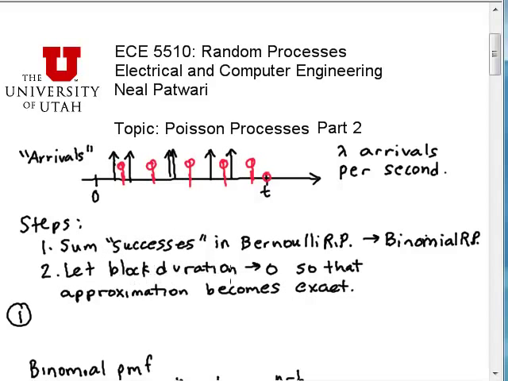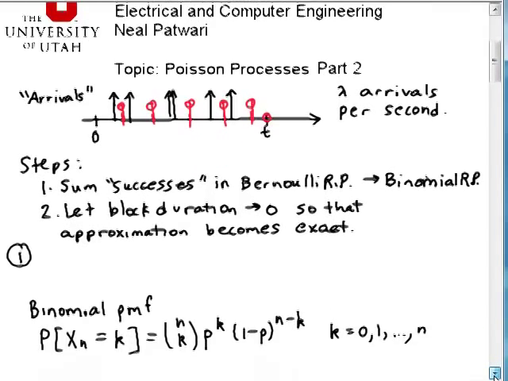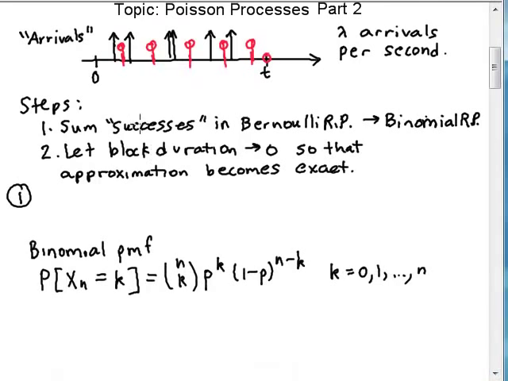We're going to let the block duration go to 0 so that if I have smaller and smaller blocks, I'll have blocks that are small enough so that there's only 1 arrival in every block, and eventually that sum will become exact. Okay, so let's look at what happens within the Bernoulli random process approximation.